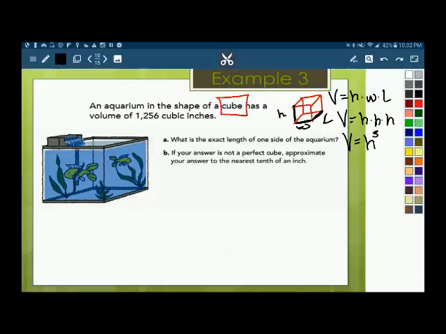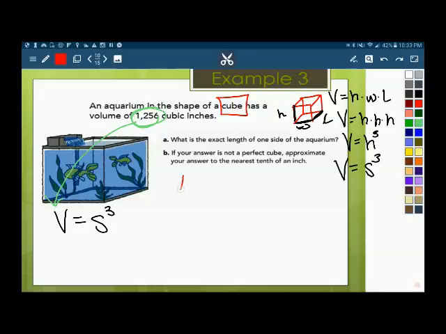Well, instead of calling it height or width or length, I don't want to confuse you from where the side length comes from. It doesn't matter what it is. Let's just call it side. Just like we did with the square when we talked about how a square's area is side squared. Okay, so the volume for a cube that we need to memorize, volume is equal to side cubed. We're going to use this formula to plug in the 1,256 for the volume, the V in the volume, and then we're going to solve for S.